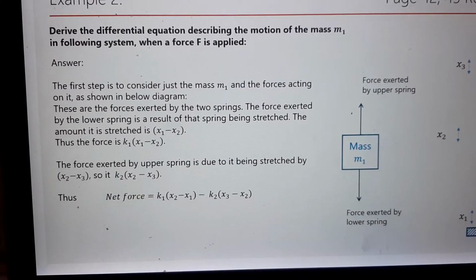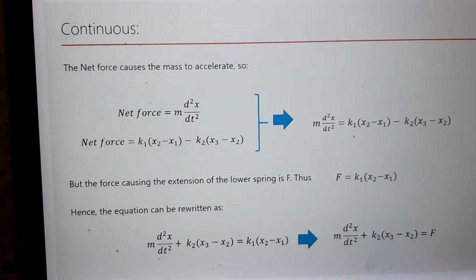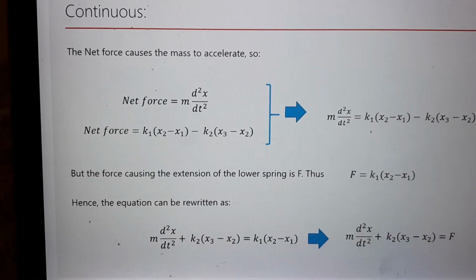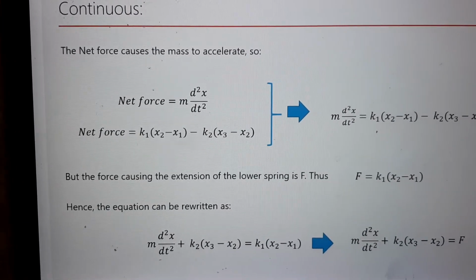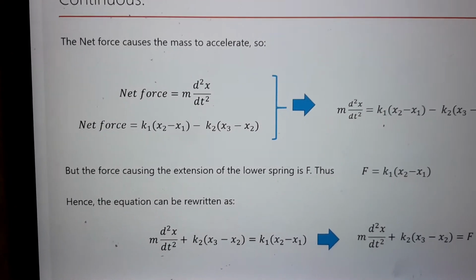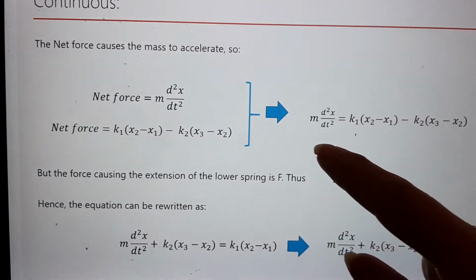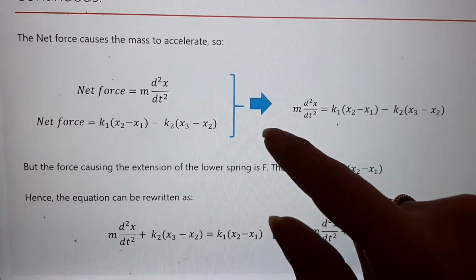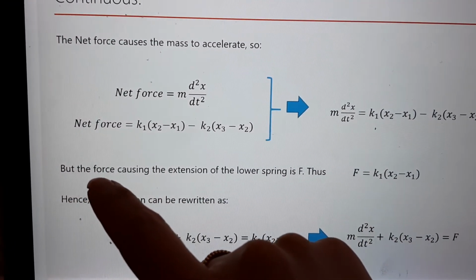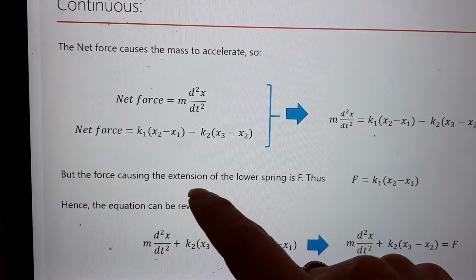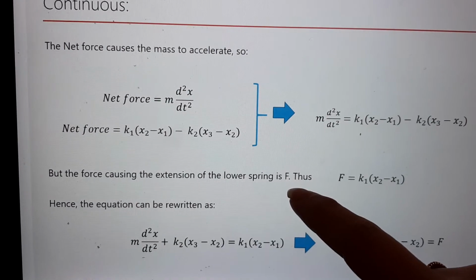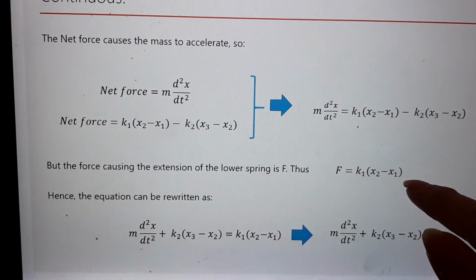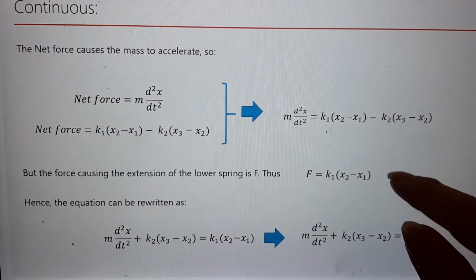Now we are going to look at the net force in terms of accelerating M1. If we have that and we put them equal to each other, we get this differential equation as a result. Now we know that the force causing the extension of the lower spring is equal to K1 multiplied by x2 minus x1.